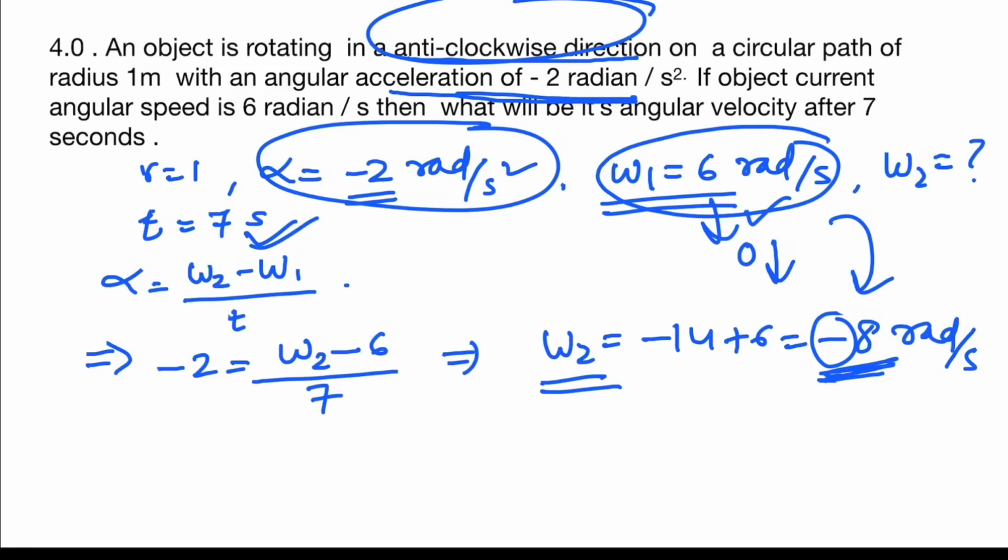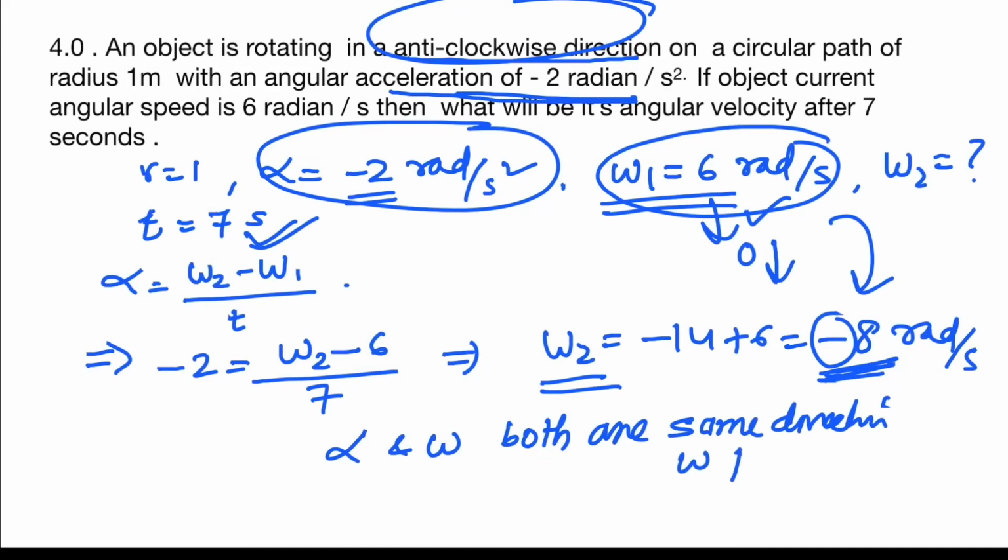So understand that the sign of the angular acceleration or angular velocity shows its direction. So if alpha and omega both are in the same direction, both positive or both negative, that means omega keeps on increasing. But if alpha and omega are in opposite directions, that means omega is decreasing in value in positive direction. After some time it can be 0 and then it starts increasing in negative direction.